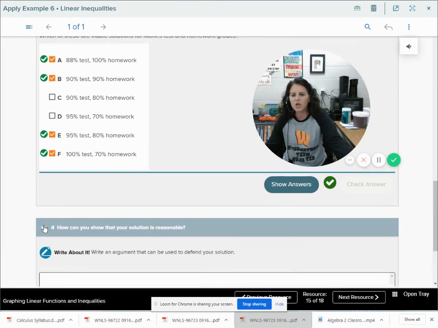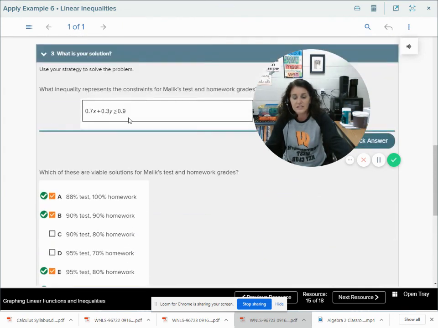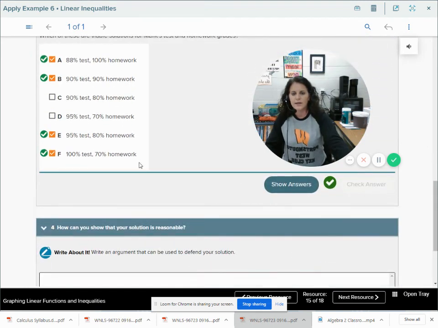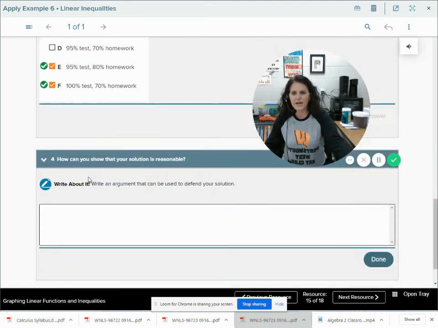So how can you show that your solution is reasonable? Well, what we could do is graph this and then show that these are points in the shaded region, that when x is 0.88 and y is 1, not 0.1, that'd be 10%, but 1, then that is an area in the shaded region. That is an area in my shaded region on my graph once I graph it and plot it. I hope that made sense. I went through that kind of quickly.